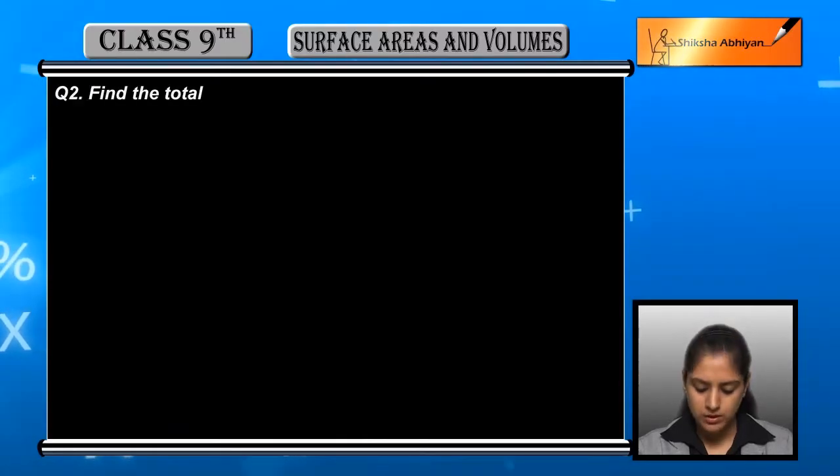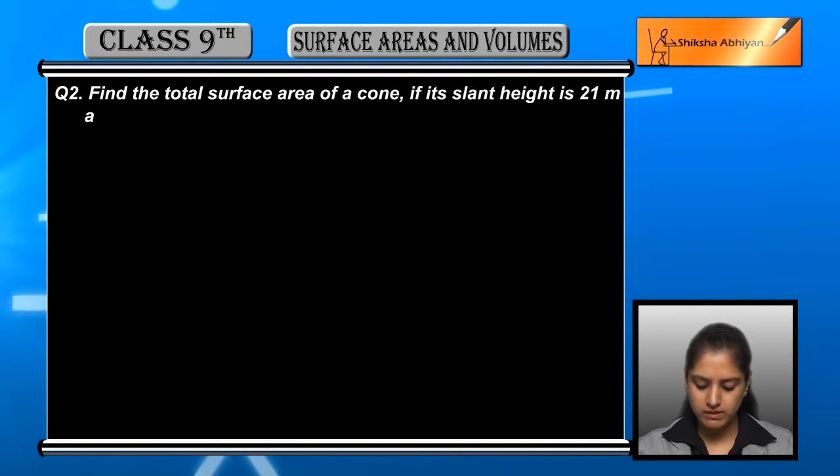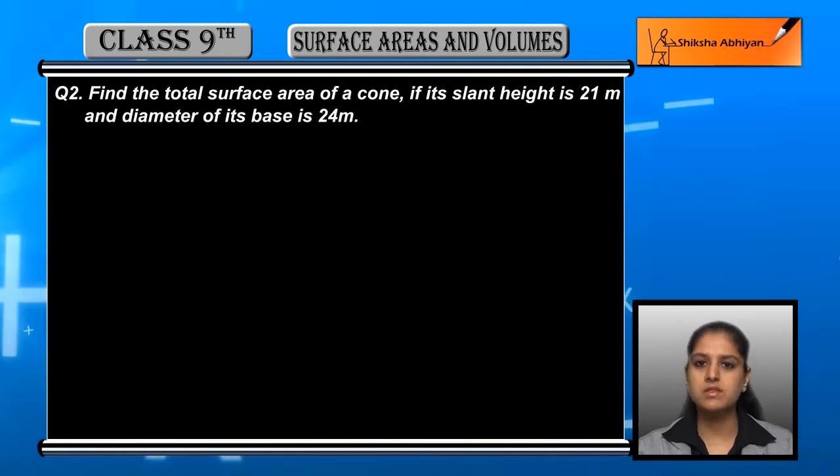Question number 2. Find the total surface area of a cone if its slant height is 21 meter and diameter of its base is 24 meter. Find total surface area हमें निकालना है.